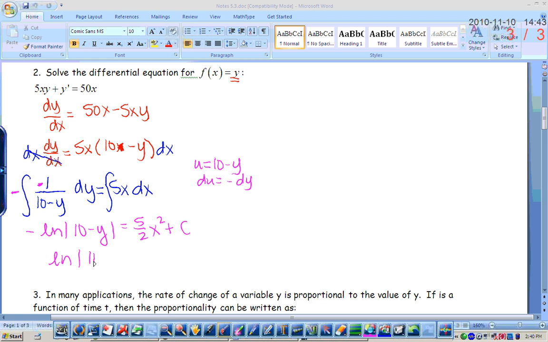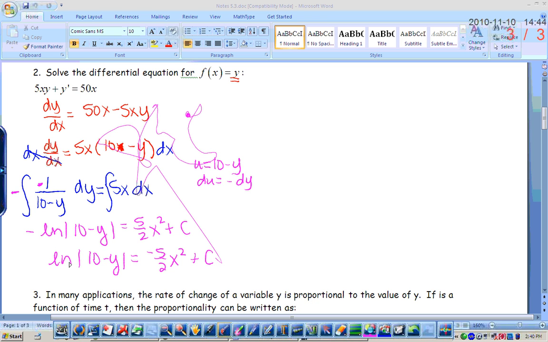First thing I would do is multiply both sides by a negative 1. So the natural log of 10 minus y equals negative 5/2 x squared. And here's a judgment call. You're welcome to write minus c, but minus a constant is really the same thing as plus a constant. Just like on example 1, when we multiplied both sides by 2, instead of writing 2 times c, we just still wrote c.